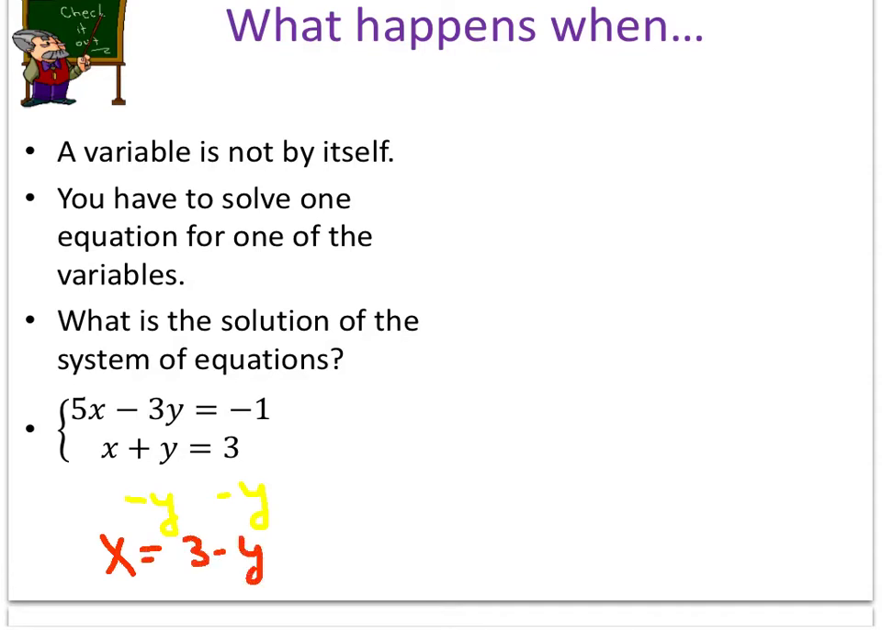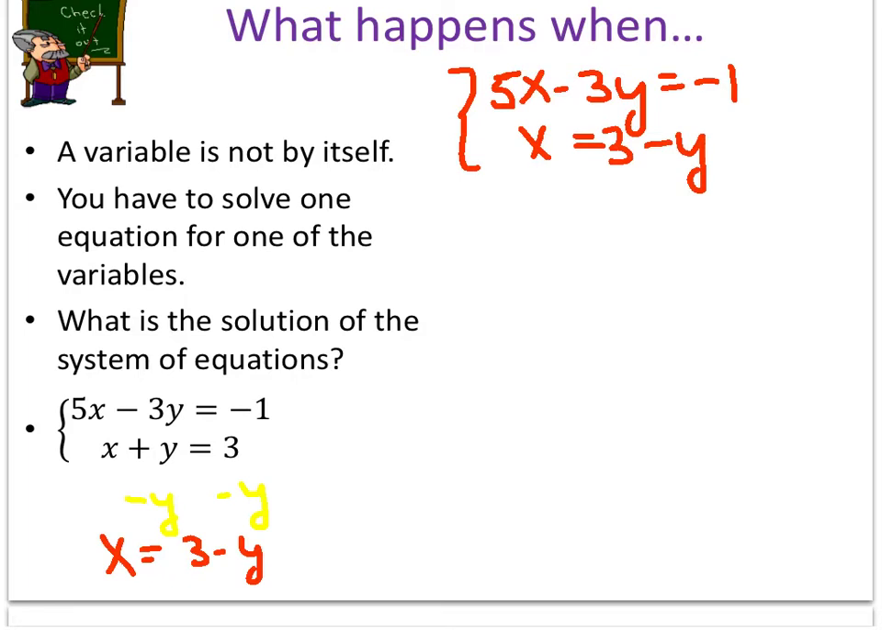All right, so my new system is 5x minus 3y equals negative 1. And then I solved for x down here, so x equals 3 minus y. So now I'm going to go ahead and I'm going to substitute. So now this is just like the last problem. I take this guy and I plug it in there.